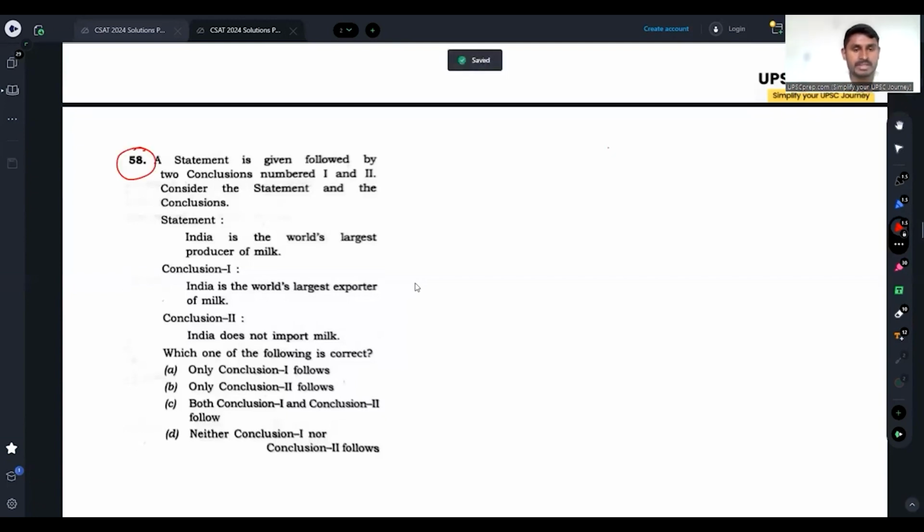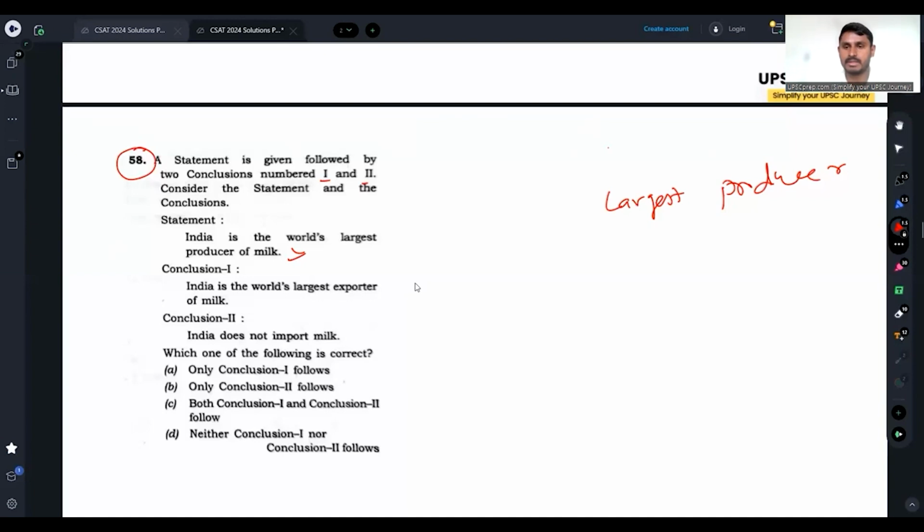Fiftieth. A statement is given followed by two conclusions, numbered 1 and 2. Consider the statement and the conclusions. Statement: India is the world's largest producer of milk. Largest producer. Okay, so this is the statement. Then the conclusion is: India is the world's largest exporter of milk.